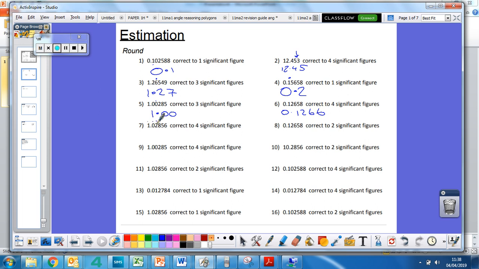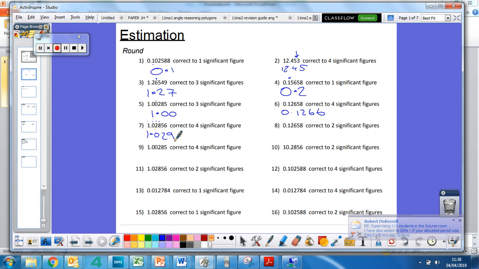Here, 4 significant figures. First, second, third, fourth. Notice that the 0 here is counted. The moment you've hit your first non-zero digit, any zeros that come afterwards do count as significant. So 1.028, it looks like. 1.02. Let's just check the 8 though. There's a 5 there. The 8 rounds up. 1.029.